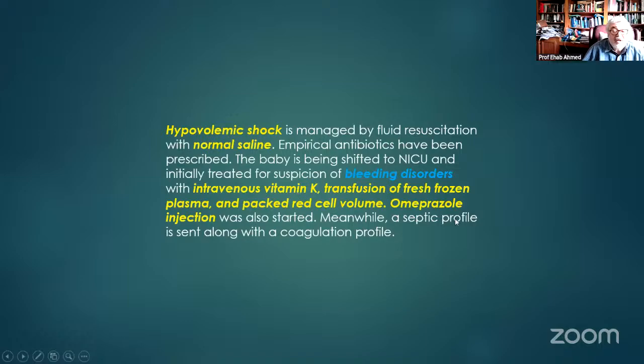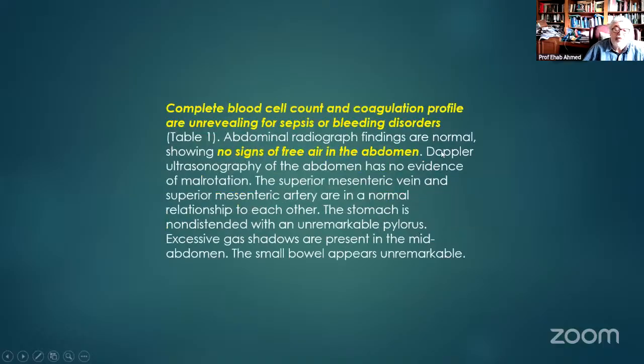They give fresh frozen plasma, packed red cells, and omeprazole injections for gastric irritation and possible ulcers. So they did CBC and differential, which was benign. They did a coagulation profile, which was normal. They did a sepsis workup, which came back normal. And then they did an X-ray, no free air in the abdomen.